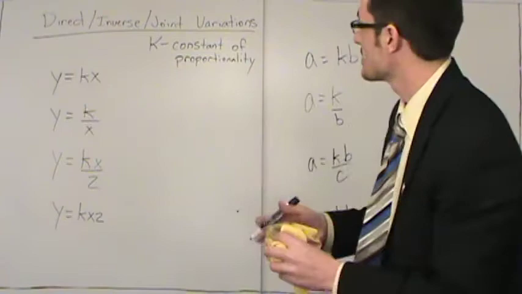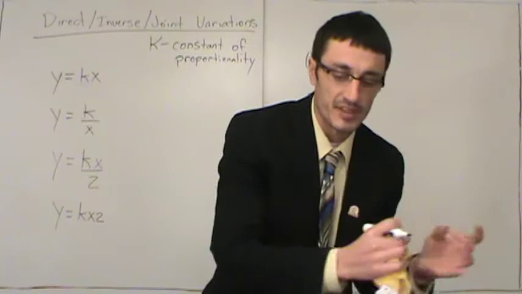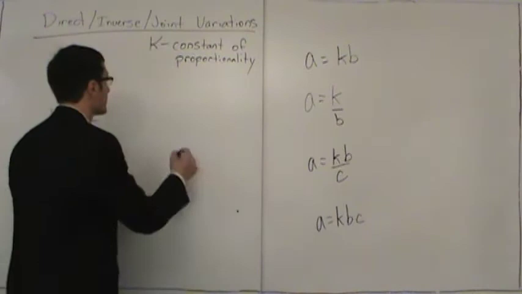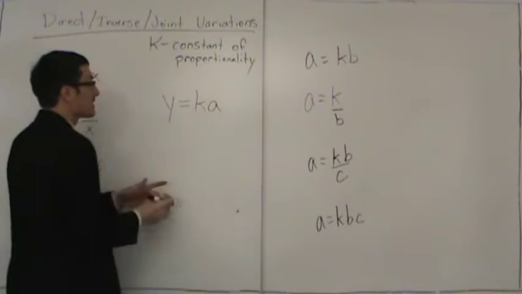Okay. So first I want you to write y varies directly with a. So write the equation y varies directly with a. Remember, directly means put it where? On top. Don't forget your k. All right. Y varies is y equals k. Y varies directly with what? A. Directly means put it in the numerator.